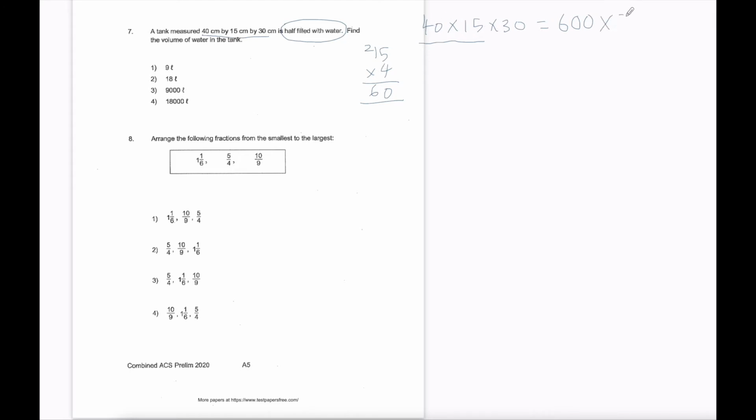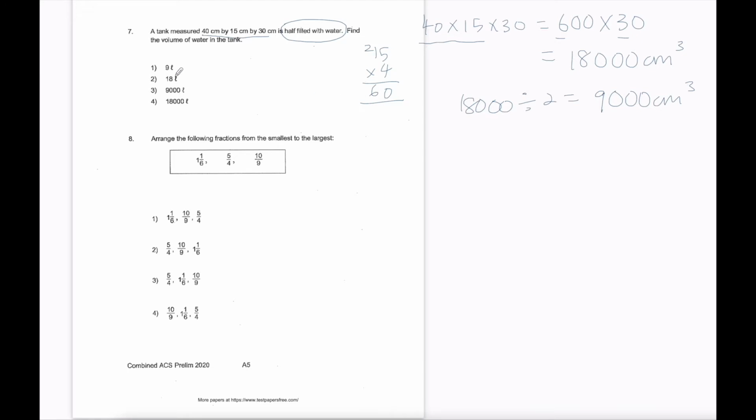And then I have to multiply by 30. Okay, so what is 3 times 6? It's 18, right? How many zeros are there left? 3 zeros. So this is my volume of the tank. But it's half filled with water, so I have to divide by 2. So 18 divided by 2, we can just mentally calculate. We're going to get 9, and then we still have 3 remaining zeros. So this is my volume of water in the tank.